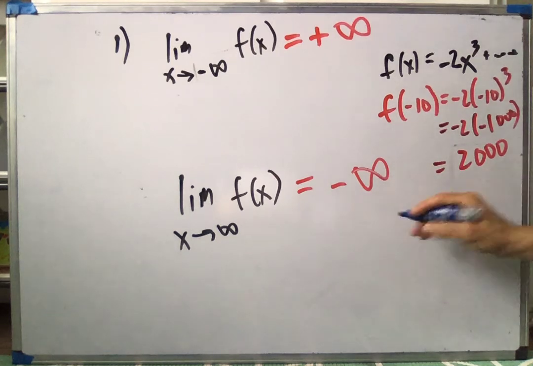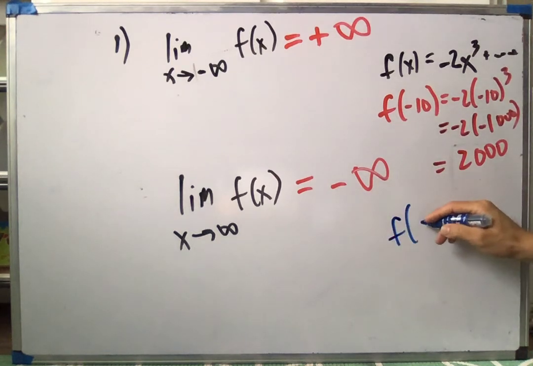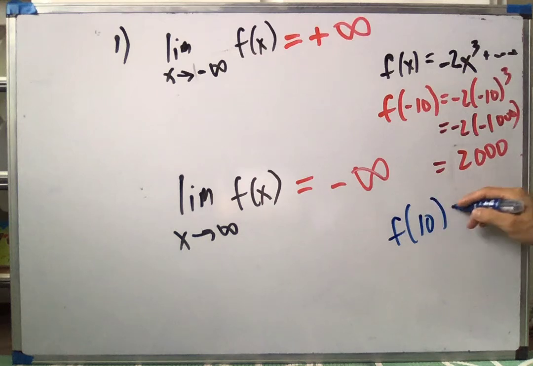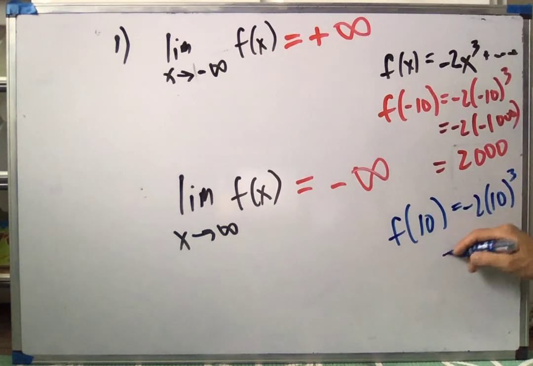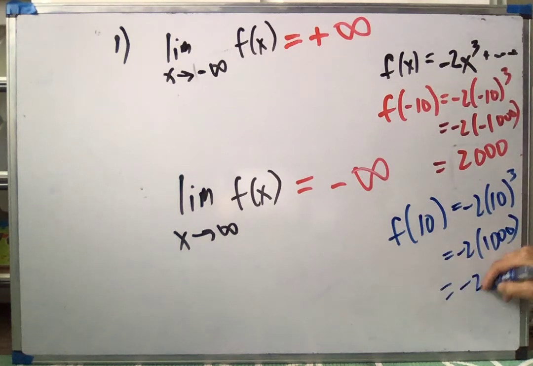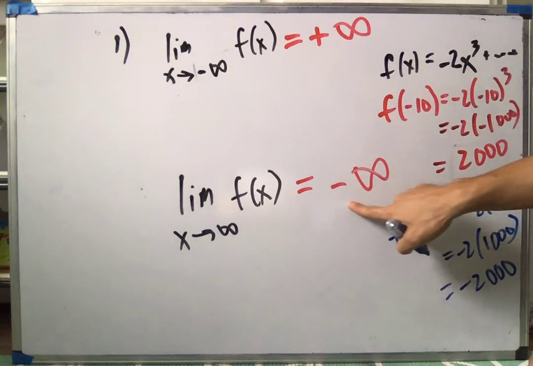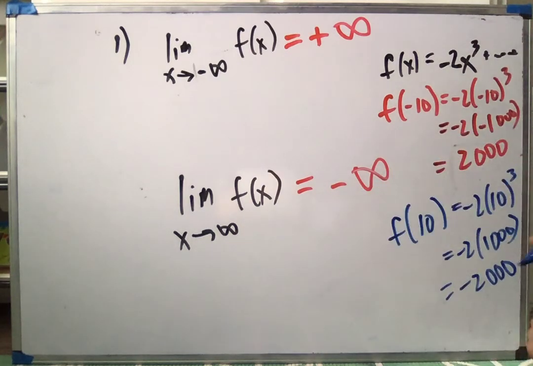Okay, what about the other case? What about if I was to put in a positive infinity? So f of positive 10, what is that? That's negative 2 times positive 10 to the third, which is negative 2 times 1,000, which is negative 2,000. So this time, if I put in a large positive value, it gets negative, which corresponds with what I expect. The limit as x goes to positive infinity is negative infinity.